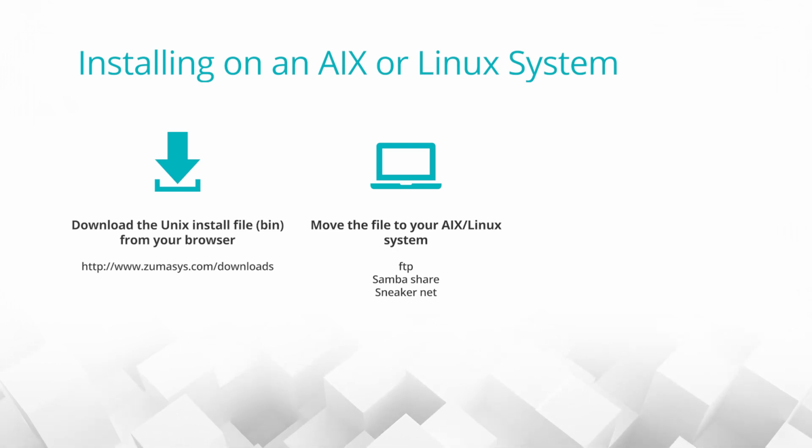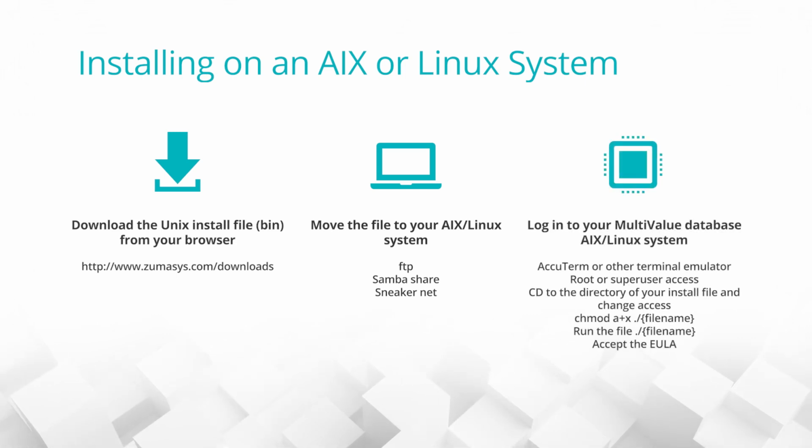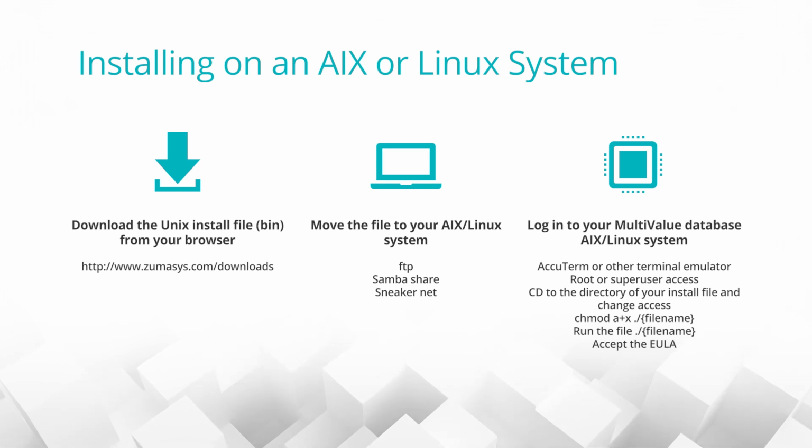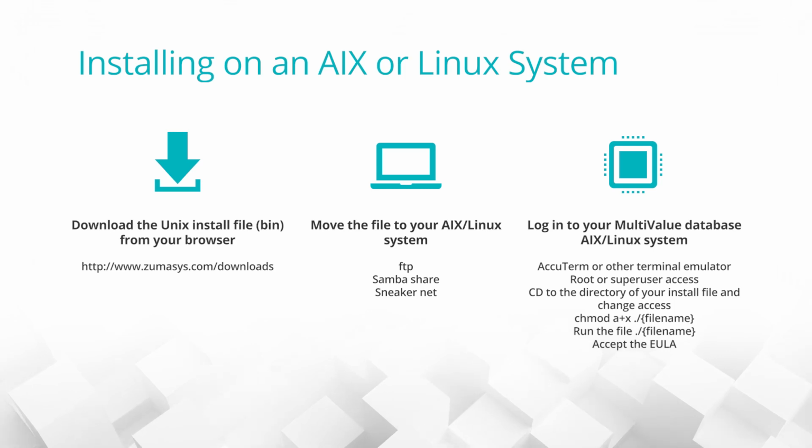Once you have that on your system, I put it in the temp directory, then you can log into your MultiValue database and do the install. So using Accuterm or whatever terminal emulator you have, you're going to need to log in with root or super user access. Then we'll go to the temp directory, we'll change the permissions on the file, we'll run the file, accept the EULA, and then we'll be able to install Dashboard. So I'll run you through all that and show you how to do it, so don't worry about that.